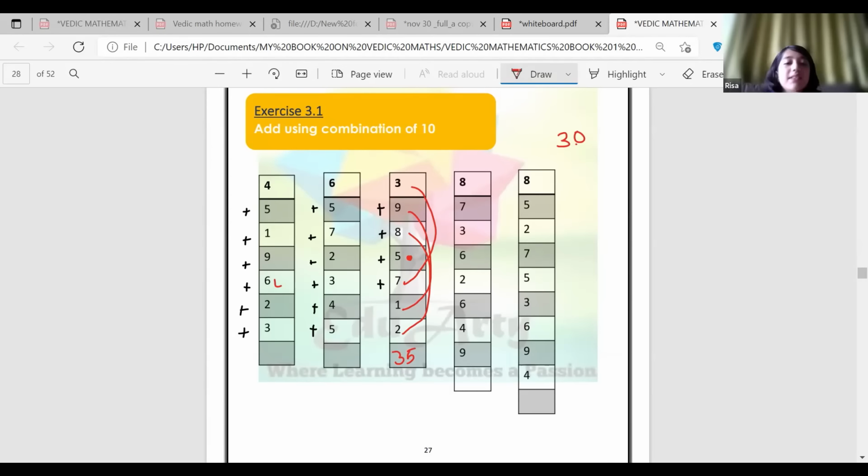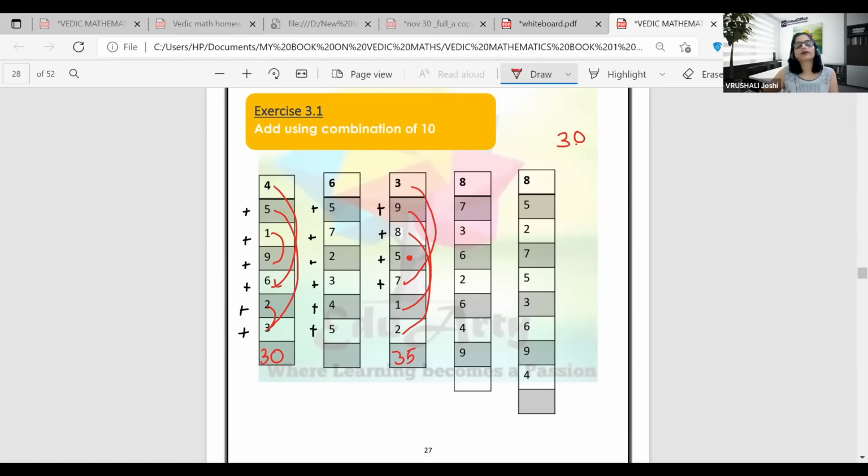Miss, the second answer is 32. Yes, let's write the combinations here. Check your combinations. Then you have 9 plus 1, and then you have 5 plus 3, 8 and 2, 10. So that is 30. Okay. 6 plus 4. Then 5 plus 5. Then 7 plus 3. So this is 30 and this 2, 32.